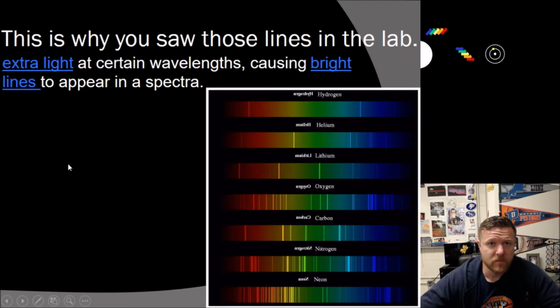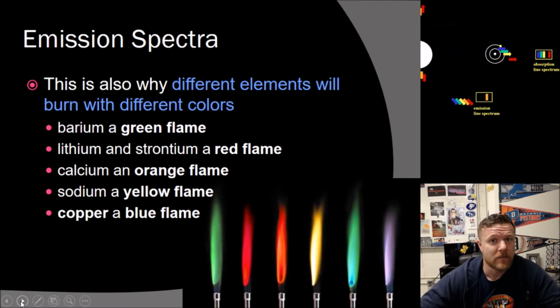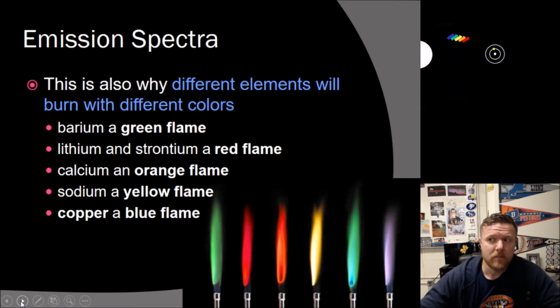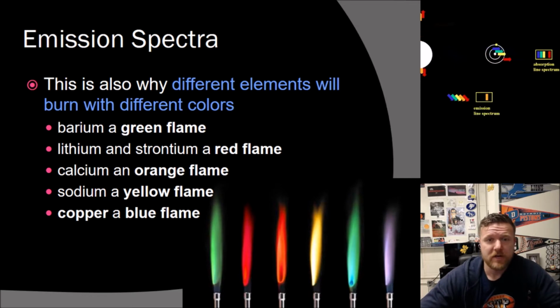This is what you guys would have seen in the lab, and you would have seen that, for instance, hydrogen has a certain set of bright lines. Helium has another set of bright lines. Lithium has another set. Each and every element has its own particular fingerprint, if you will, of bright lines. This is also why different elements burn in different colors. Why fireworks can be blue or green or yellow, because they put different elements in the gunpowder when it explodes. Because each element has a different number of electrons and protons and electron orbital levels, and they are shaped differently, you're going to get different colors that come out of them.